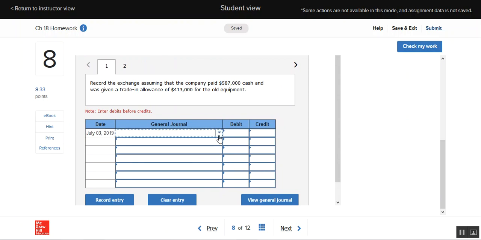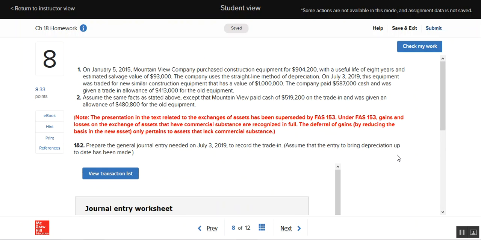All right, so we know we've got to take the old piece of equipment off. So what year are we in? Let's see. Okay, so we're in 2019 now. We started out in 2015. So we've got to figure out how much depreciation they've taken up to this point. So we've got all of 2015, 16, 17, 18, and half of 2019.